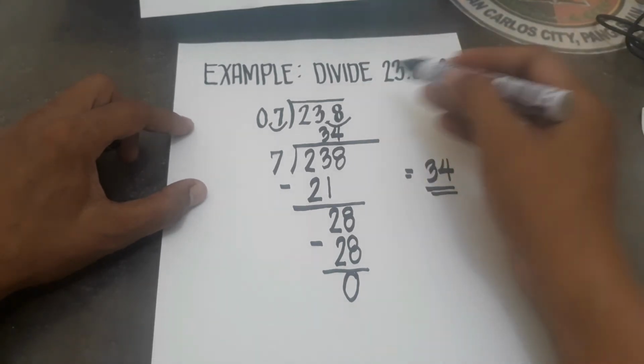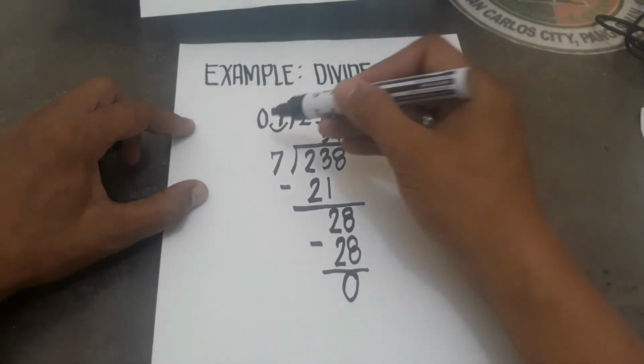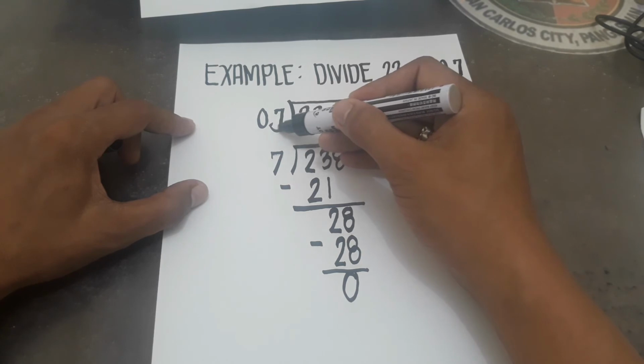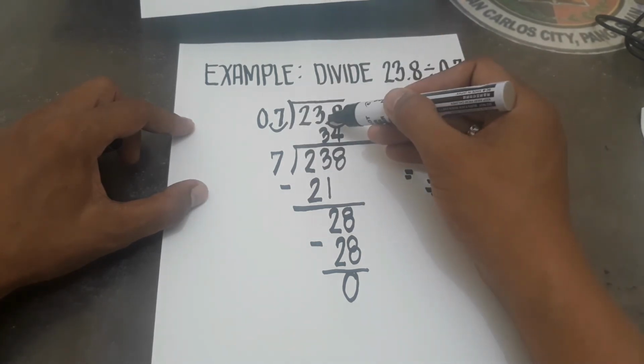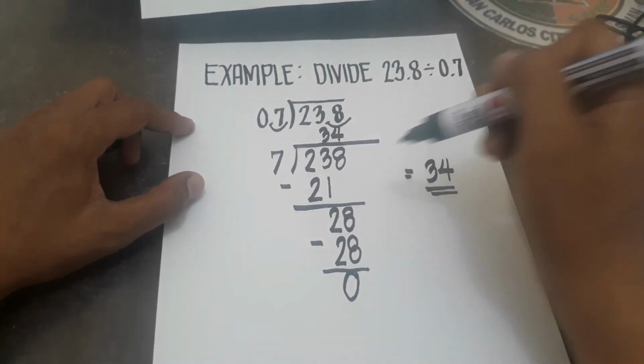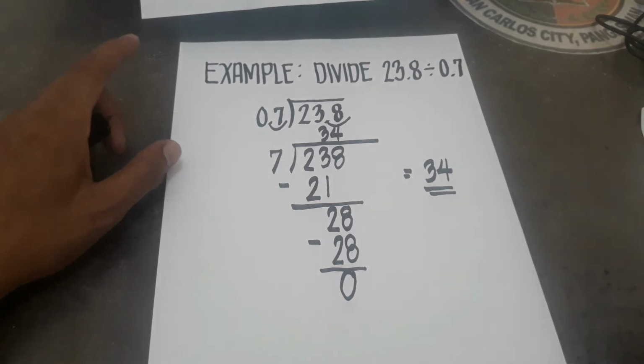Dividing decimal by decimal, okay, imumove natin yung divisor kung ilan para maging whole number. Kung ilan yung move mo dito para maging whole number, ganun din imumove mo sa dividend, 1. Okay, then rewrite, then divide. Naintindihan ba natin?